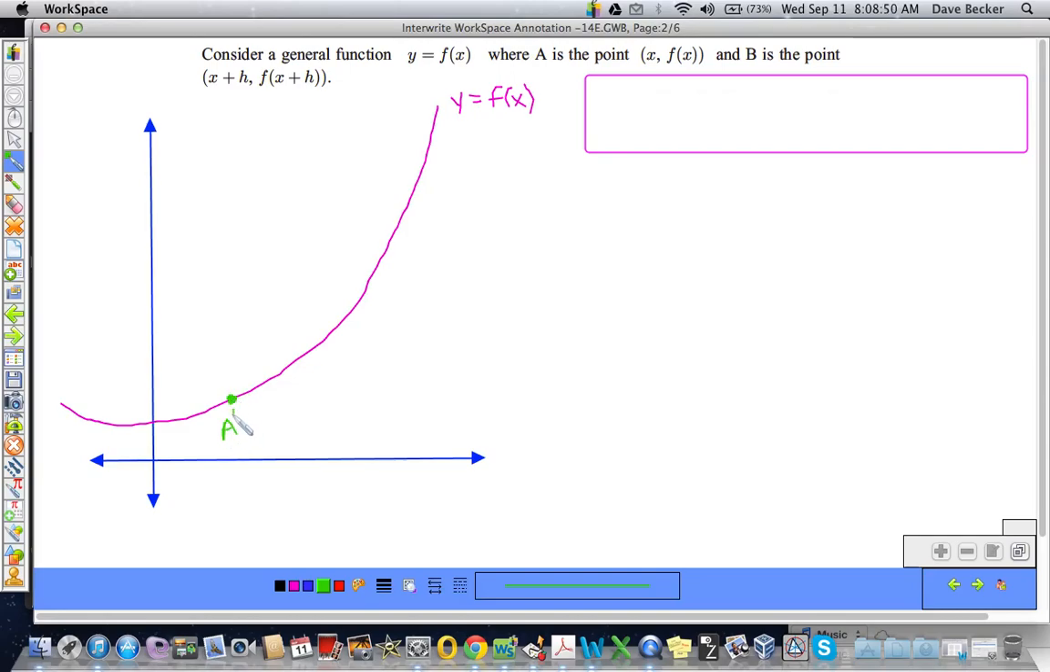It has an x coordinate, and of course, its value is going to be over here. It's going to be f of x. And this is the coordinate x, f of x. Very good. Okay. And B is the point x plus h, f of x plus h. Well, that's sort of weird. Where's that h coming from?